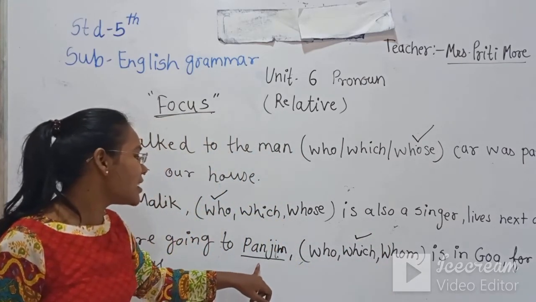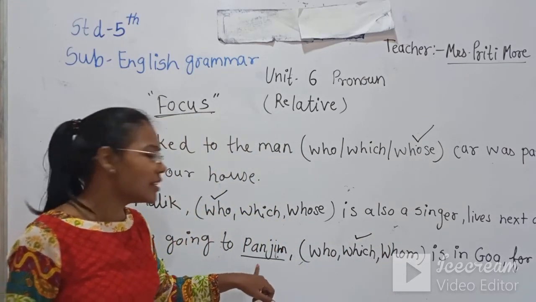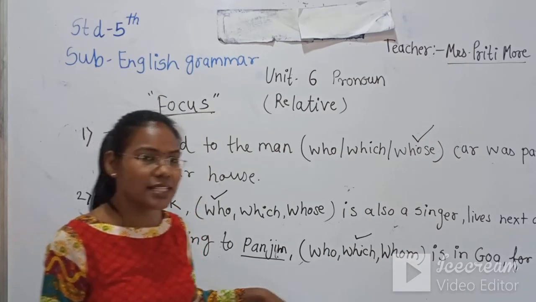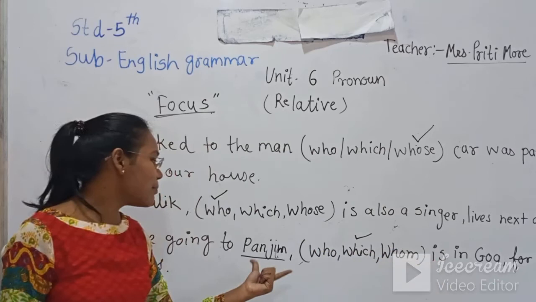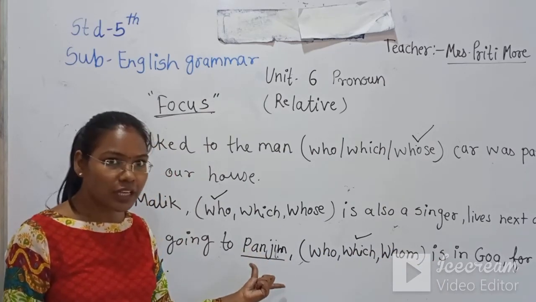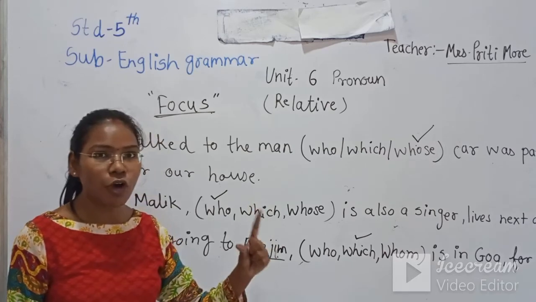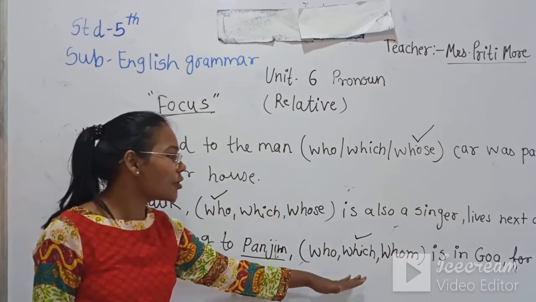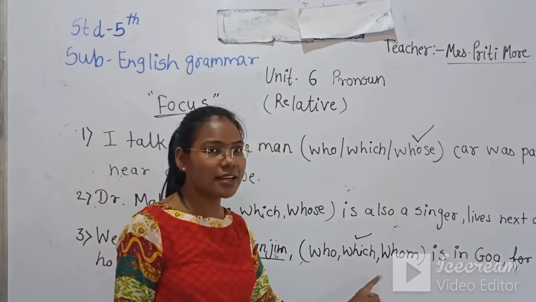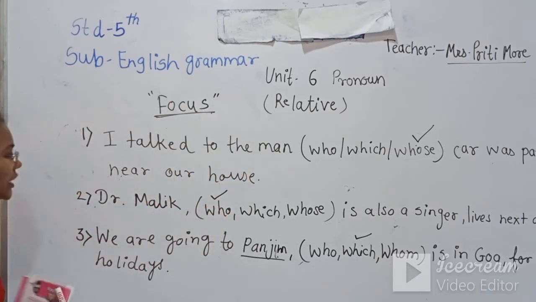This sentence is telling us about Panjim. This place, Panjim, is the capital of Goa, and this place is in Goa. So this spot, this place, is a non-living thing, and for a non-living thing we use which or that. That is not there, only three options are there: who, which, whom. So which is the correct answer. So we tick which.